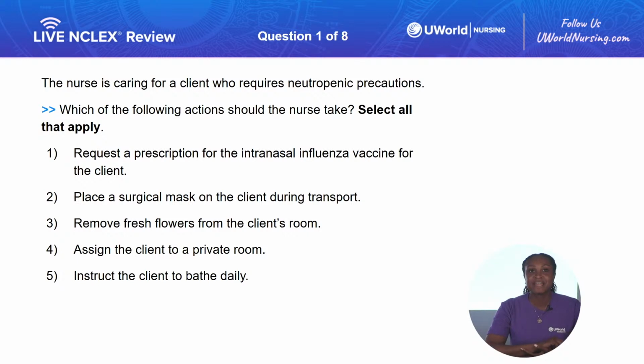First question. The nurse is caring for a client who requires neutropenic precautions. Which of the following actions should the nurse take? Select all that apply. Option 1, request a prescription for the intranasal influenza vaccine for the client. Option 2, place a surgical mask on the client during transport. Option 3, remove fresh flowers from the client's room. Option 4, assign the client to a private room. And then option 5, instruct the client to bathe daily.